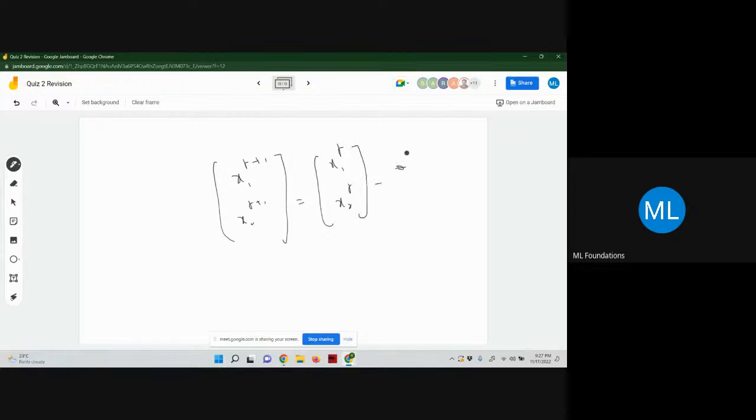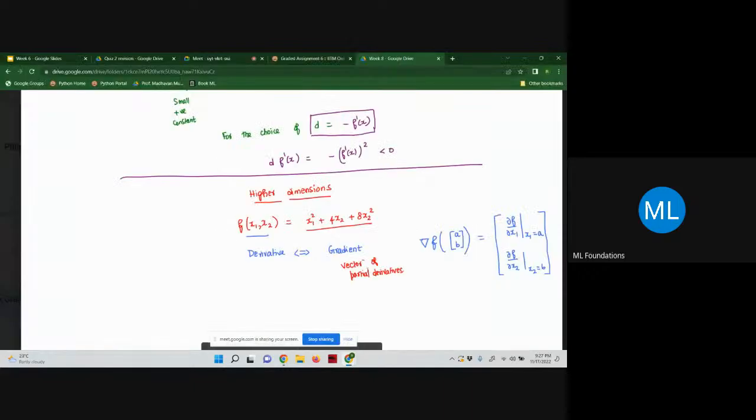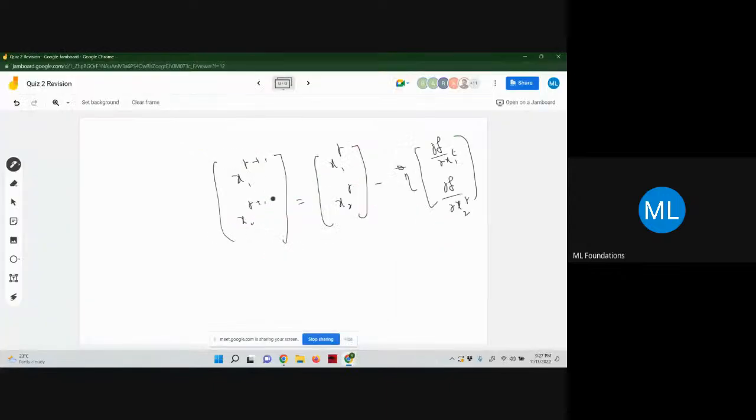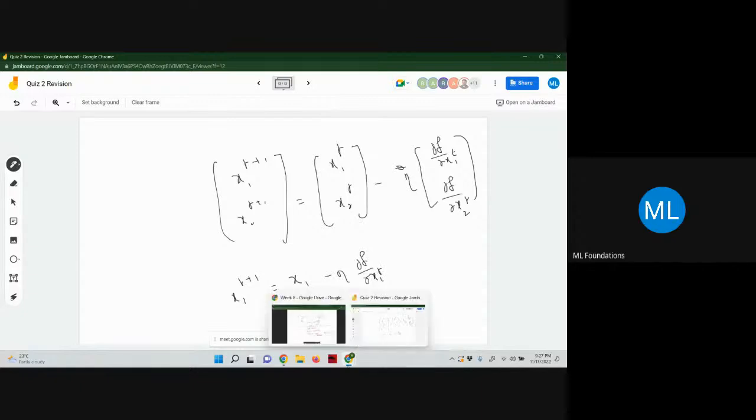minus the gradient of f. Minus eta, eta will be there obviously, eta dou f by dou x1 t, and then dou f by dou x2 t. Okay, so using this, you'll be able to update for higher dimensions. All right, is this clear? It's just the same thing. Instead of the derivative, you are using the partial derivative. So if you just write it like x1 t plus 1 is equal to x1 t minus eta dou f by dou x1 t, alright?